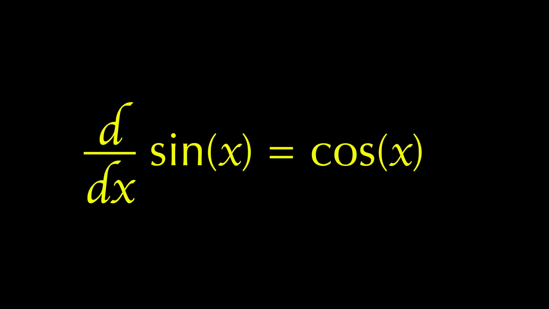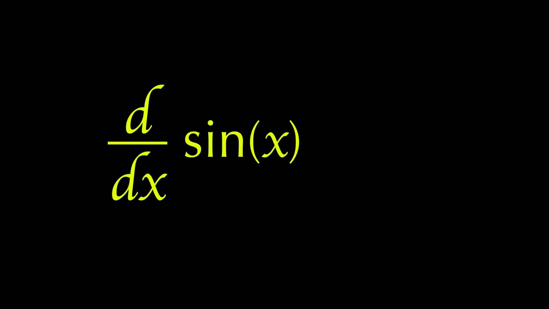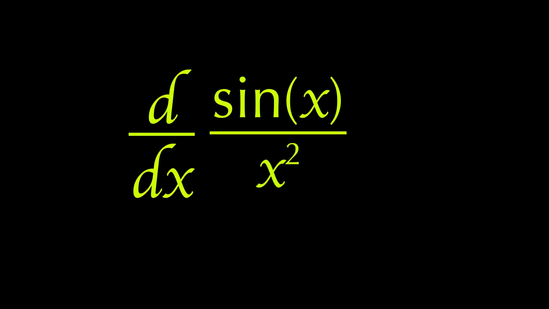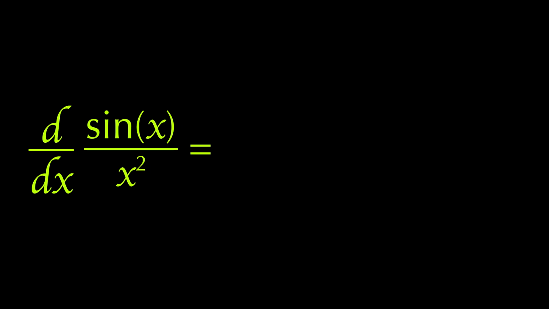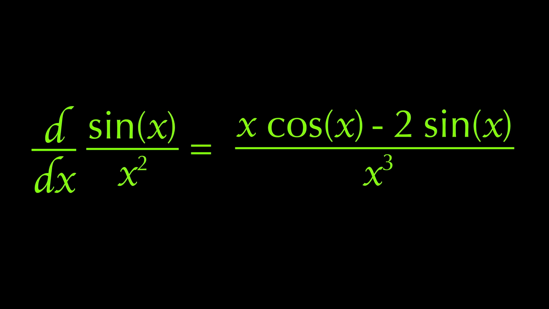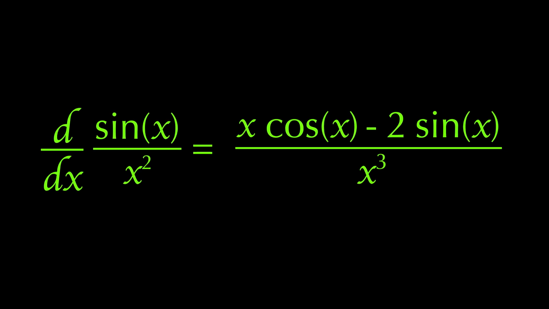So far so good. Let's now make our critter slightly interesting by having the sine x divided by x squared. Using the quotient rule, we get x times cos x minus 2 times sine x over x cubed. Nothing amazing, just some basic calculus.